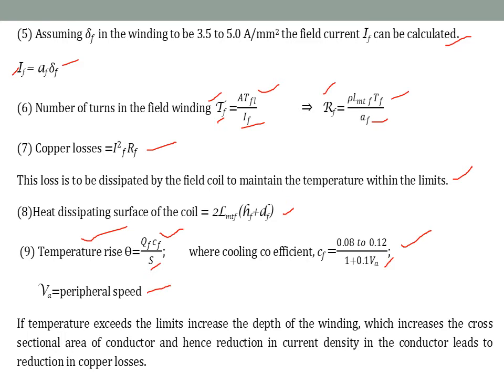If temperature exceeds the limit, increase the depth of the field winding, which increases the cross-sectional area of the conductor and hence reduction in the current density in the conductor, which leads to the reduction in copper loss.